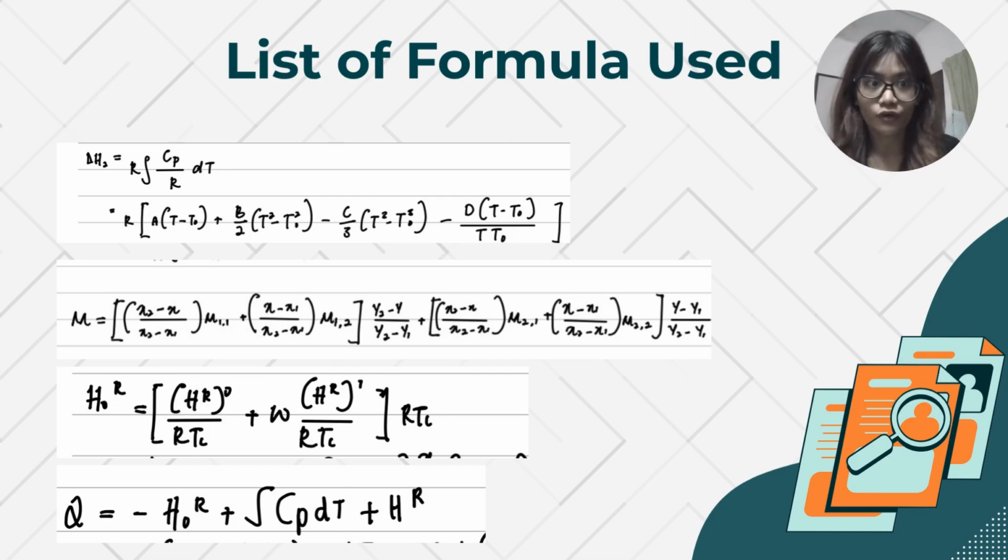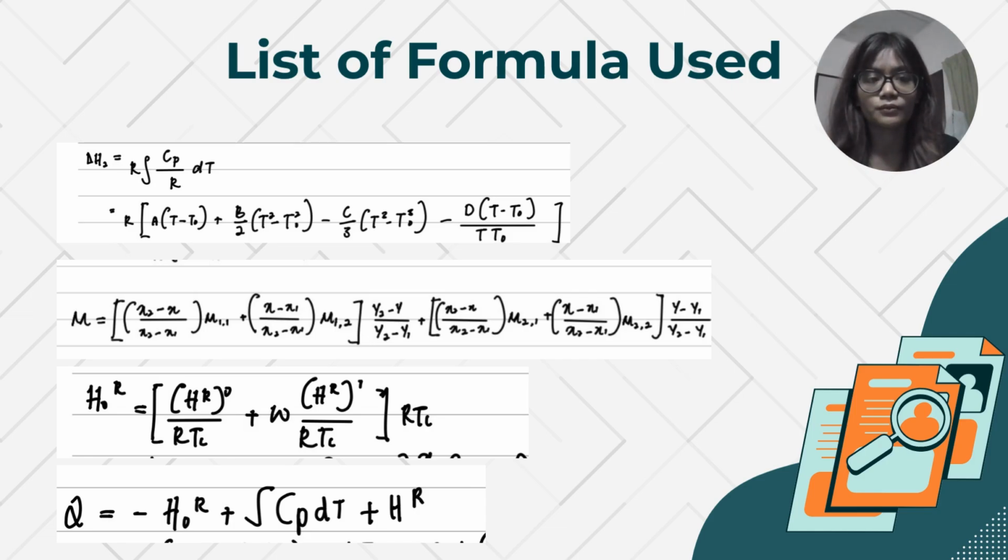Okay, now let's go over some important formulas used in this project. The first one is the enthalpy change equation. This calculates the change in enthalpy as temperature increases using the heat capacity. This extended form includes temperature dependent terms to give a more accurate enthalpy change for a nonlinear system.